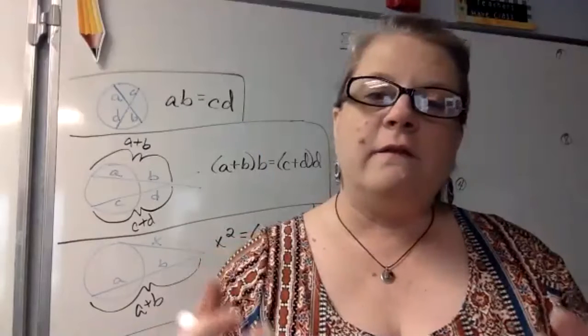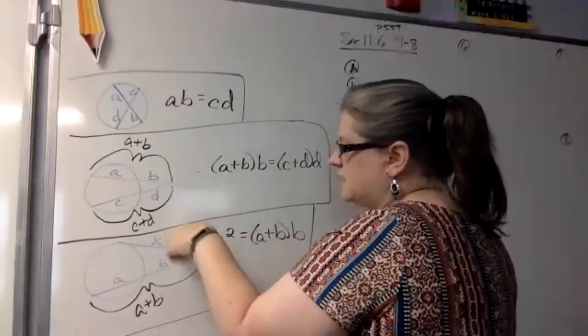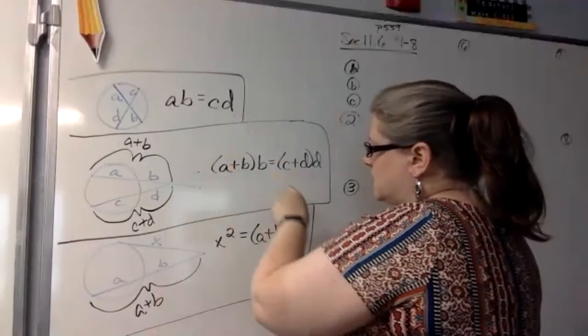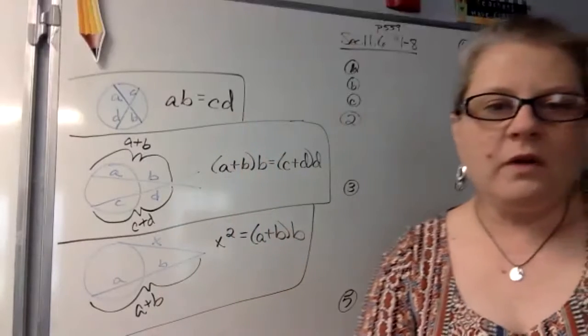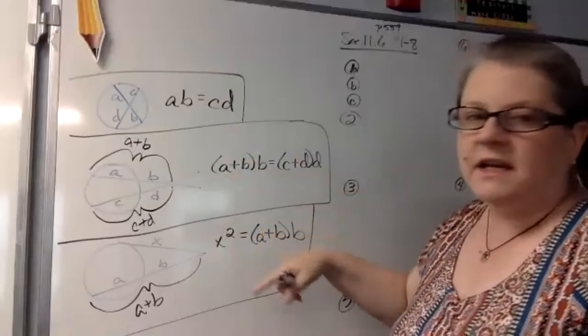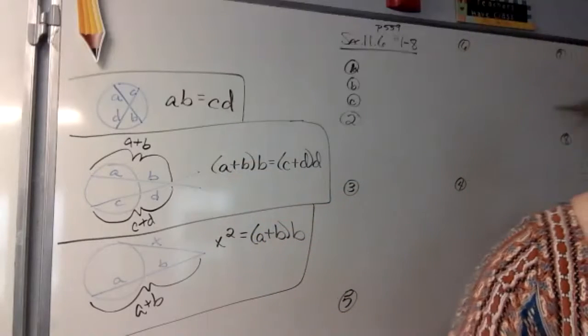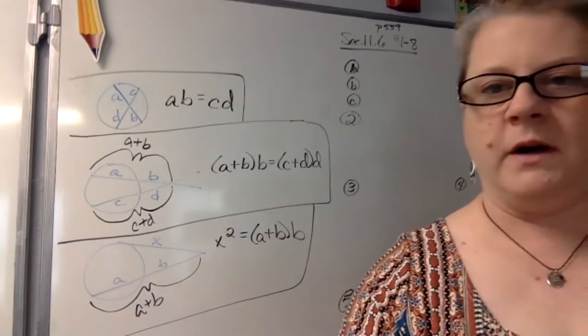Okay, now our first ones on number 1, all it's asking us to do is just write the relationship. So it's going to be looking at the picture, how they labeled the parts of the secants or the tangent, and writing the expression that follows the rule. Okay, so we're just going to take the picture, match it up to one of these three, and then use that as our guide to write the equation, proportion, relationship, whatever you want to call it.